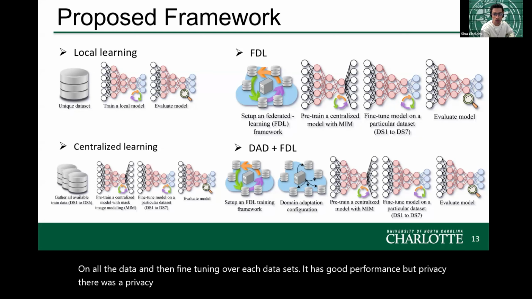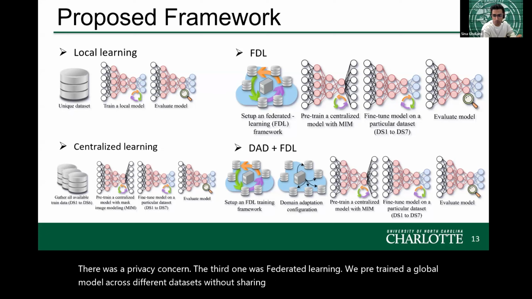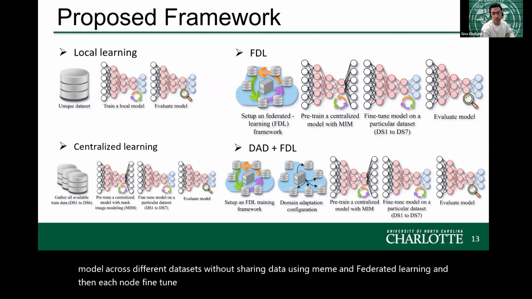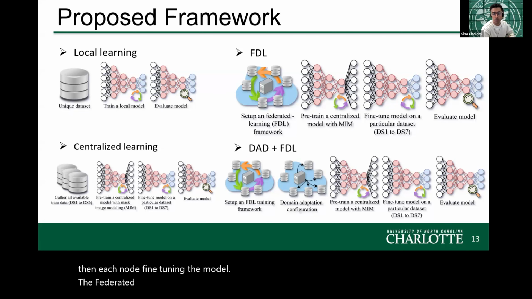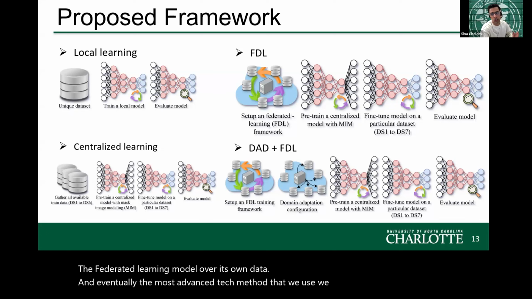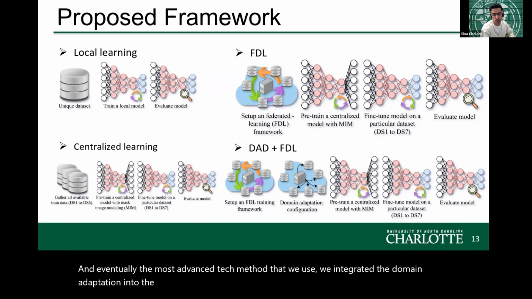The third one was federated learning. We pre-train a global model across different data sets without sharing data using MIM and federated learning. And then each node fine-tunes the federated learning model over its own data. And eventually, the most advanced method that we use, we integrated the domain adaptation into the previous phase to improve generalization.